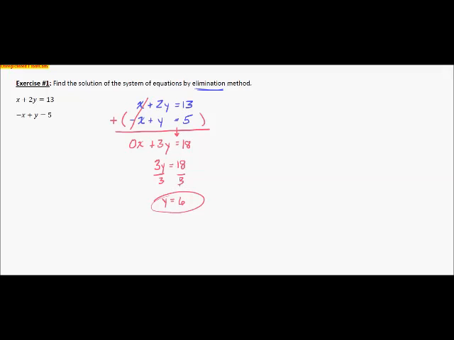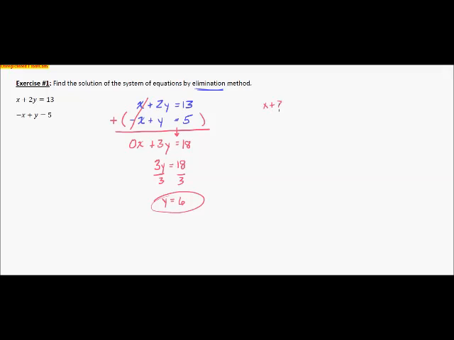I didn't answer the question totally. I figured out what y is. Well, now I have to figure out what x is. And this is super easy to do. Once you get what y is, you then substitute. You go over here and you take one of these equations. Okay, I'm going to take the top one.